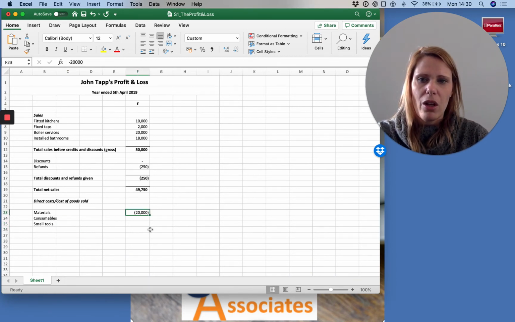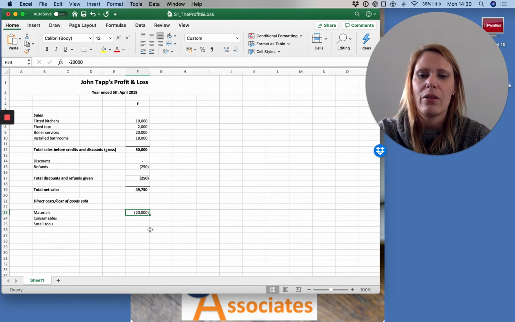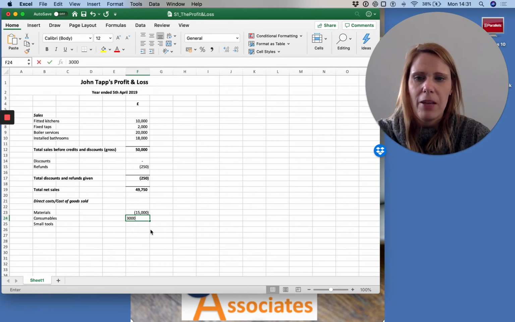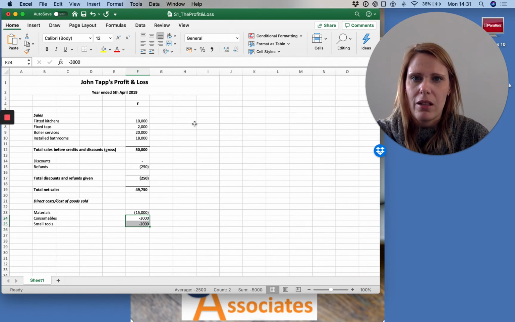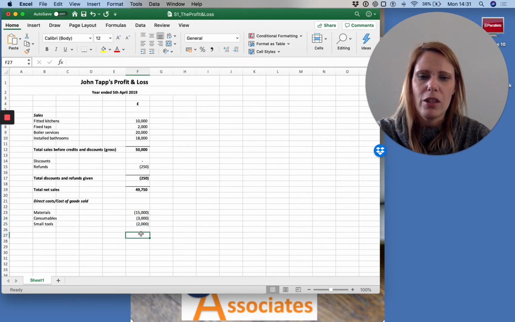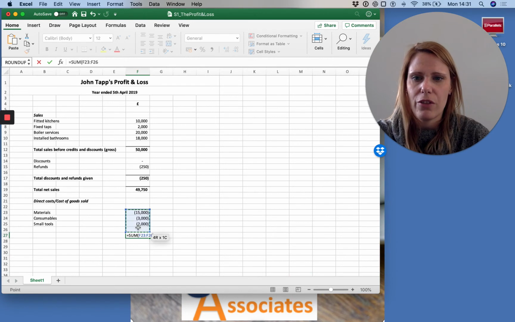So out of this £20,000, the most significant part for John is going to be his materials that he uses over the course of the year. He might then have £3,000 in consumables, and he might have £2,000 in small tools. So he's going to analyse them out, remember keeping his receipts, and we'll come back to that in a later session, to support the whole amount of his cost of goods sold here, which he knew to be £20,000.